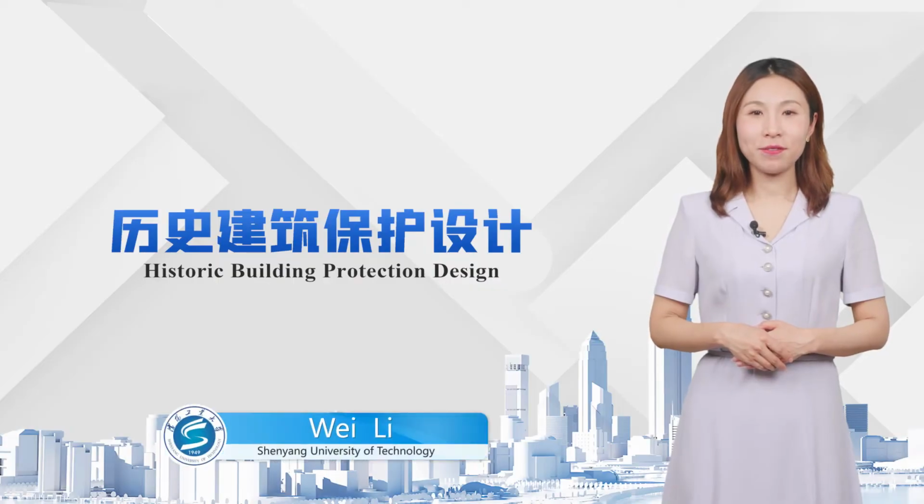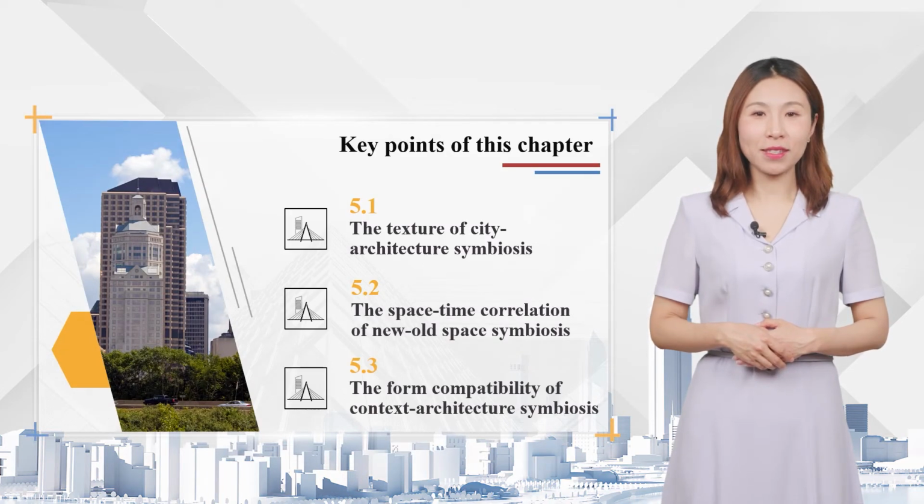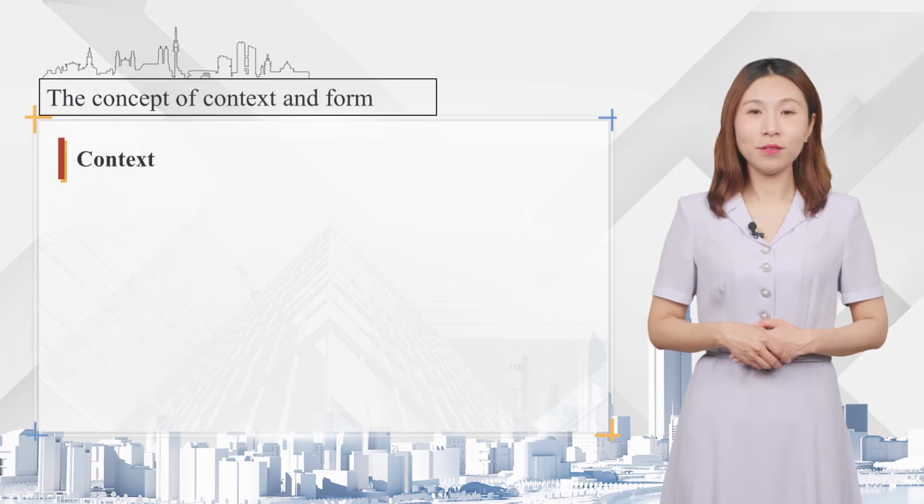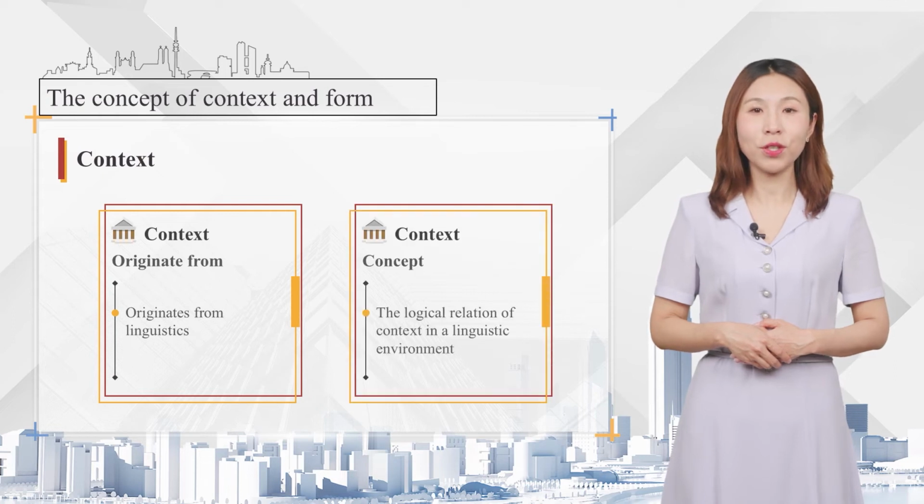In this section, we begin to study Chapter 5, the third part of reuse design strategy, context. The form compatibility strategy of architectural symbiosis. The term context, which originates from linguistics, means the logical relation of context in a linguistic environment. That is, the continuity and the connection between the front part and the back part.